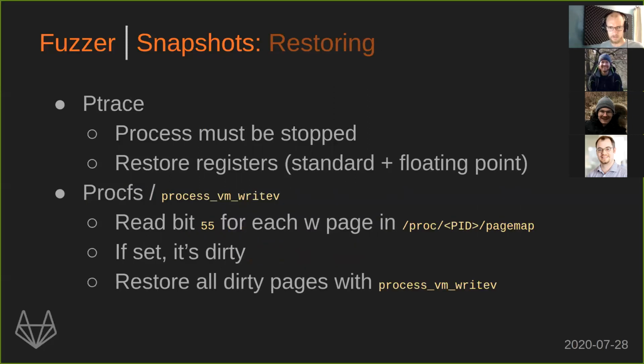That way, when we go to restore the snapshot, again, the process must be stopped. We restore all of the registers that we saved, and then we check the dirty bit for every page in the process. And if it was dirty, then we restore all of the dirty pages with process_vm_writev in one shot.